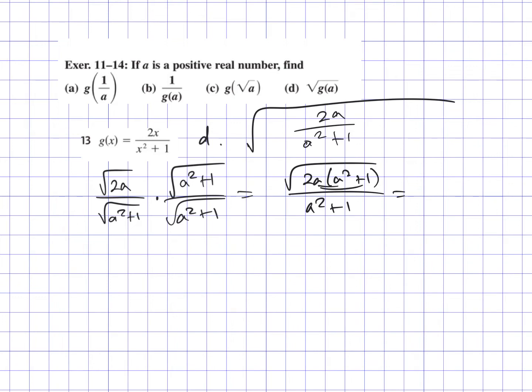And we distribute inside. That's 2a cubed plus 2a all over a squared plus 1. And that's our final answer. Let's move on.